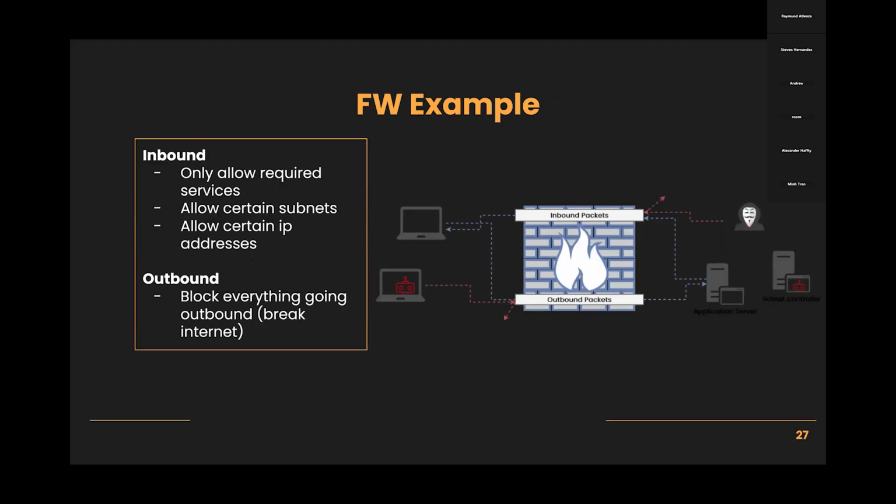This is an example of firewall rules that we would implement for competition or just general use. For inbound connections, you want to only allow the services that you need, certain subnets such as your team's subnet, and certain IP addresses, such as the IP address of your host machine, if you want remote access into the server. And you want to block everything going outbound, which means you won't have access to the internet.